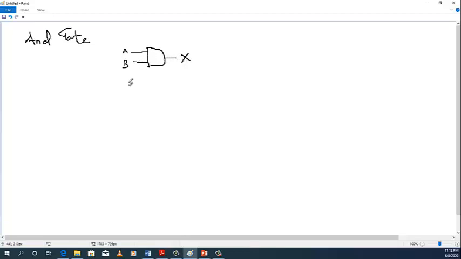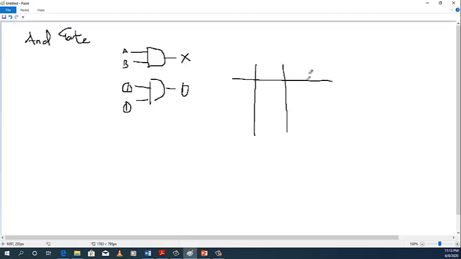So if you input 1 there and then you input 1 there, what's going to be our output on our logic gate? It's going to output a 1. But if you input 0 and another 0 here, we're going to get a 0. So this is what we call the AND gate. The AND gate can be represented on a truth table as follows. Let me draw it quickly here.